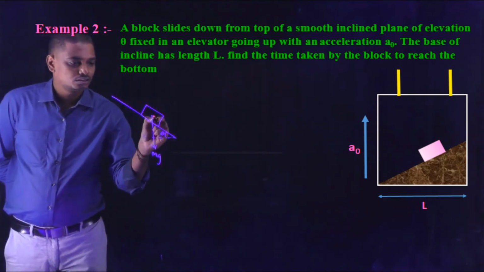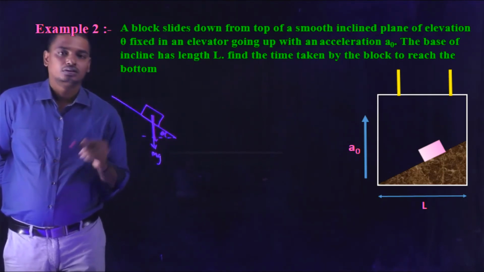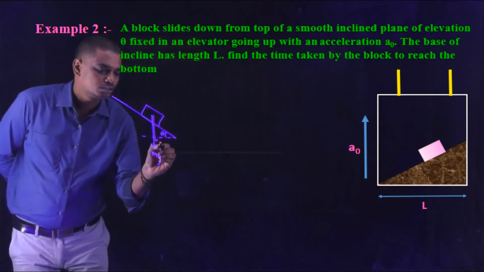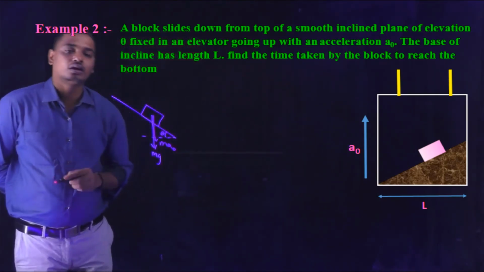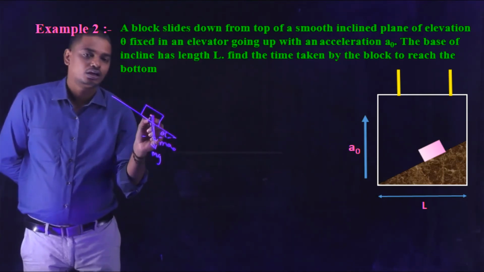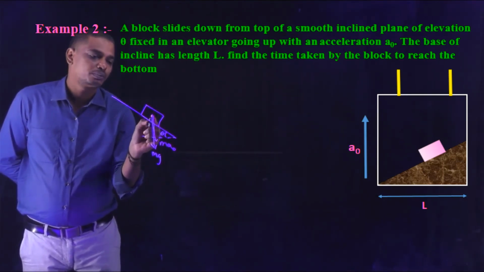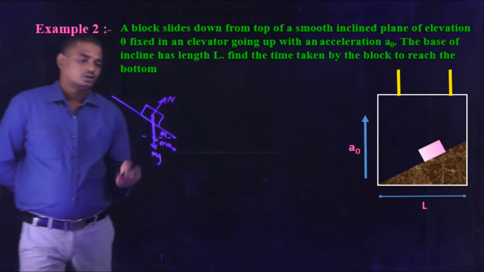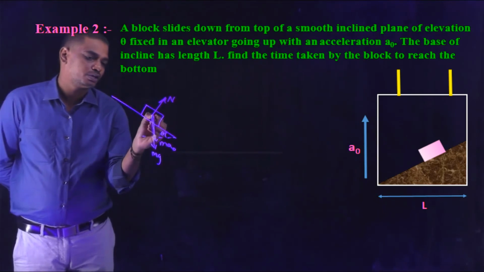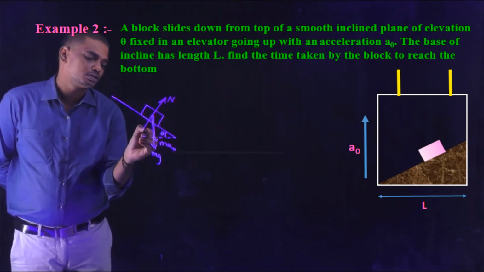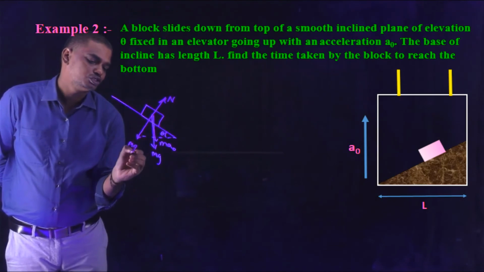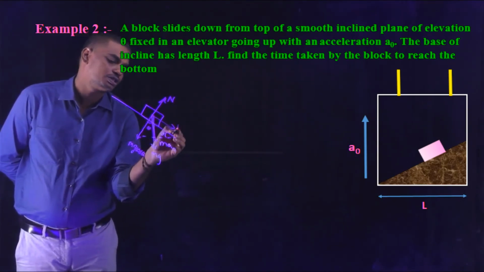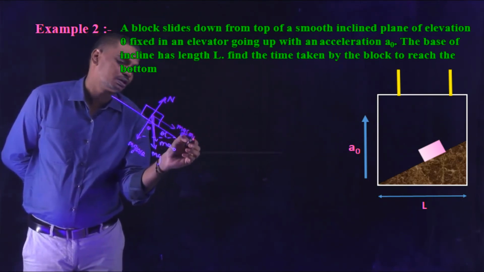Similarly, the pseudo force: as the lift is moving upwards, the pseudo force will act downwards. The pseudo force will be ma naught, and the normal reaction will be perpendicular to the surface of contact. This is the normal reaction. The weight of the block can be resolved into two components: along this direction it is mg cos theta, as here is also angle theta, and along this direction it is mg sin theta.